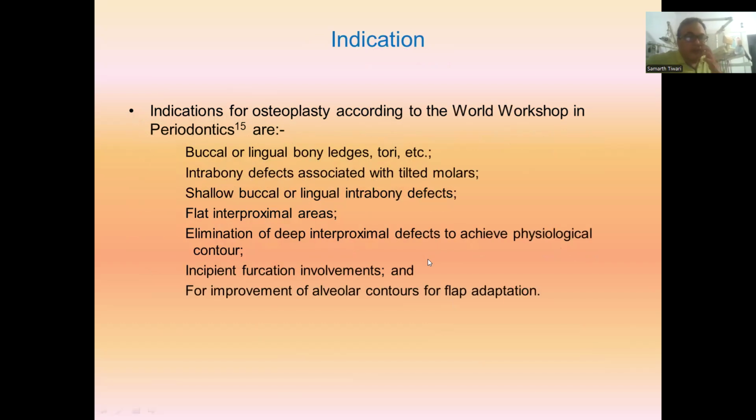Indications for osteoplasty according to the World Workshop in Periodontics are buccal or lingual bony ledges, tori, etc. Intrabony defects associated with tilted molars, shallow buccal or lingual intrabony defects, flat interproximal areas, elimination of deep interproximal defects to achieve physiologic contour, incipient furcation involvements, and improvement of alveolar contours for flap adaptation.